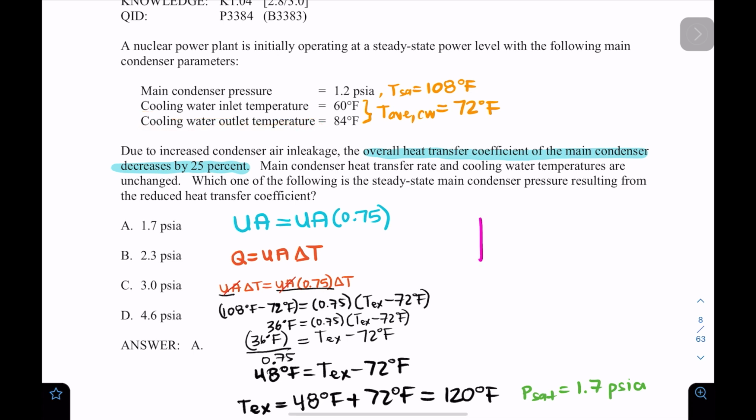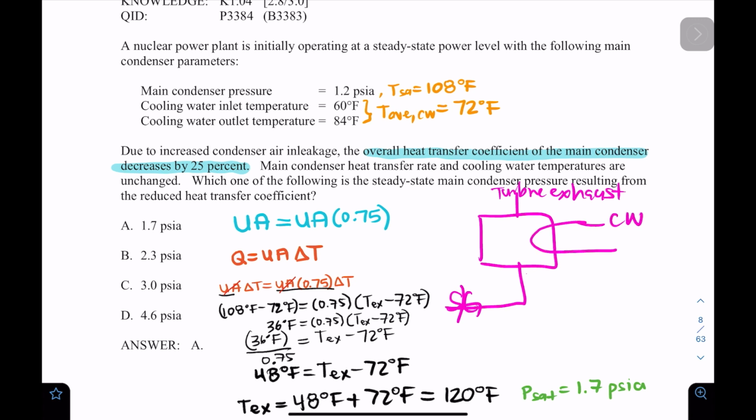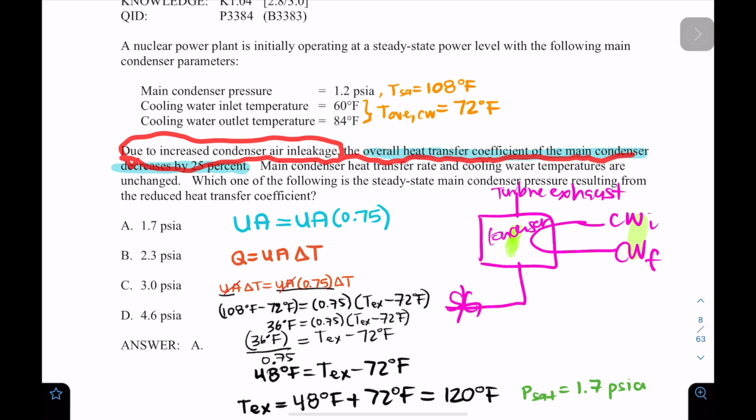So this is the turbine exhaust. This goes back to my steam generator eventually. And this is my cooling water in, cooling water out. And this is my condenser, right? Okay, so they are giving me this. But what I'm trying to determine is the temperature difference between here and here. I'm given the pressure of my condenser, so I can gather the temperature from here, because it's telling me, okay, due to increased condenser air in-leakage, the overall heat transfer coefficient of the main condenser decreases by 25%.